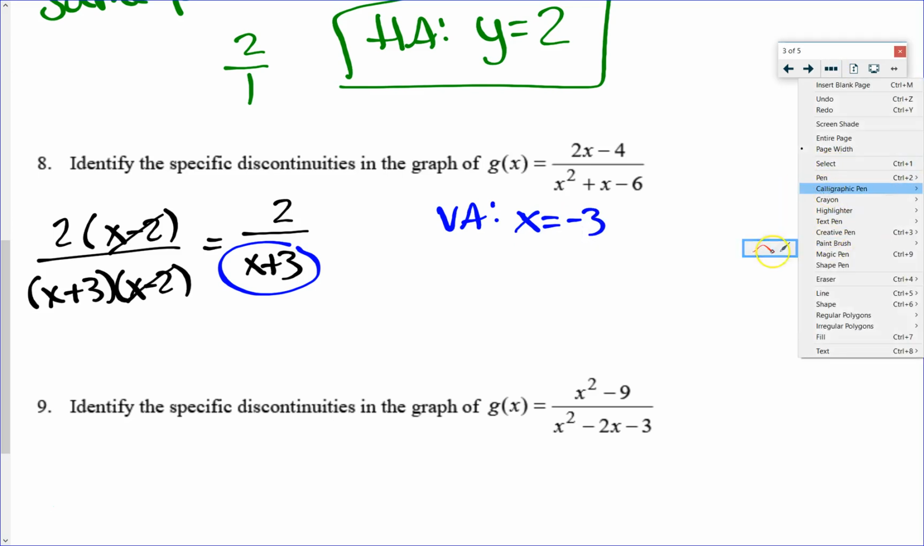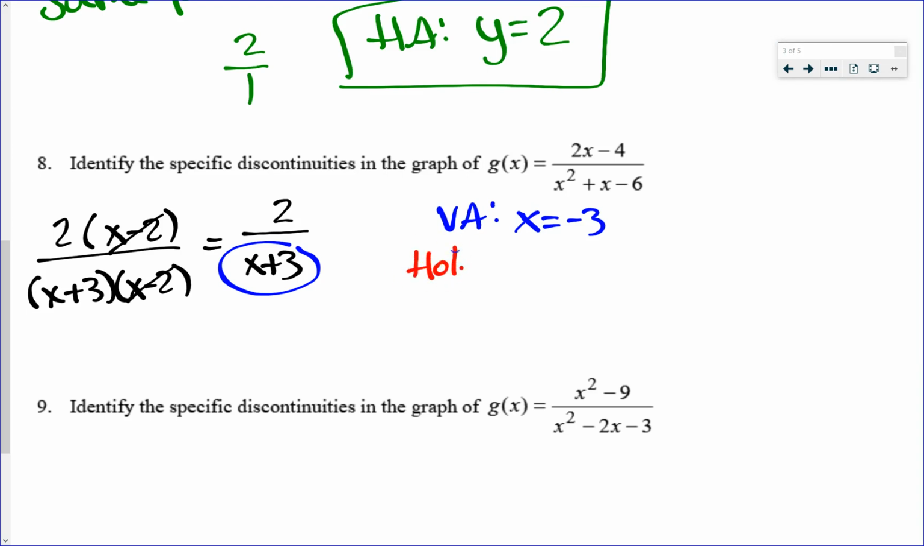We had a hole this time. The hole came from the piece that was canceled out. So here we're going to have a hole at x equal to 2.